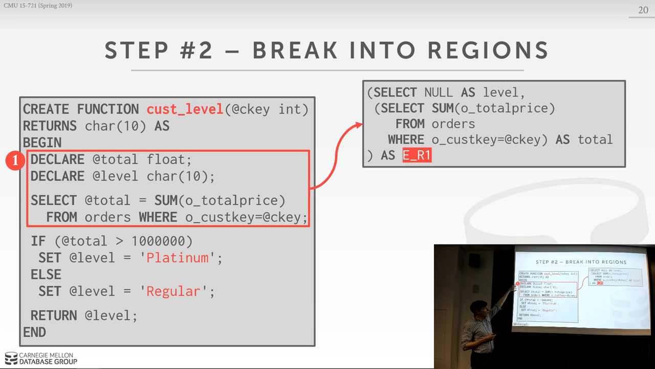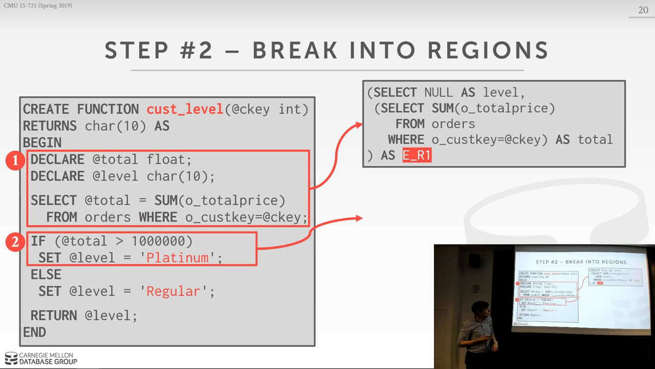All right. So the first one here. We declare two variables, total and float, and then we assign the summation into total, right? So we're going to create a new synthetic table, ER1, right? And then it's just the same thing as before. We're taking the output of our total and assigning that to the total variable here. And at this point here, we have not assigned anything to level, so we'll make level be just null.